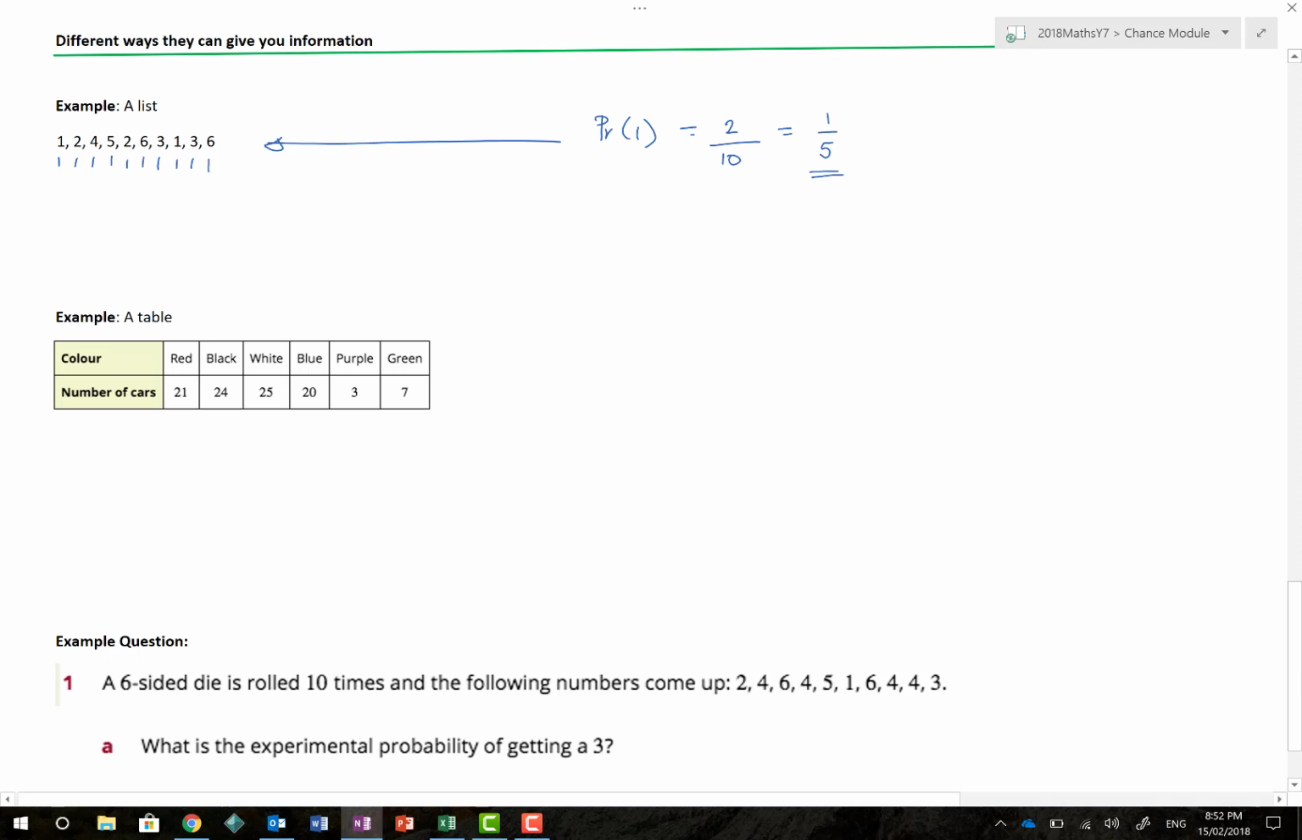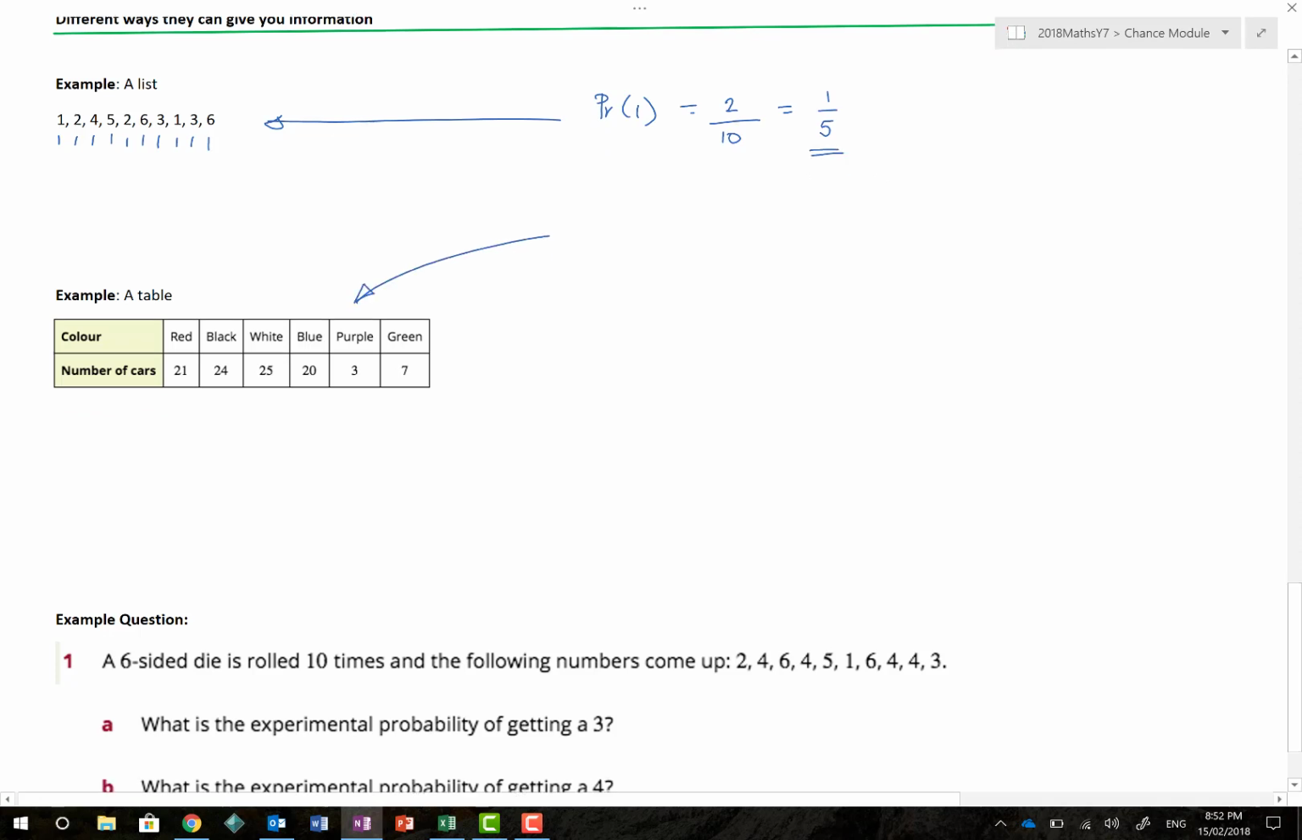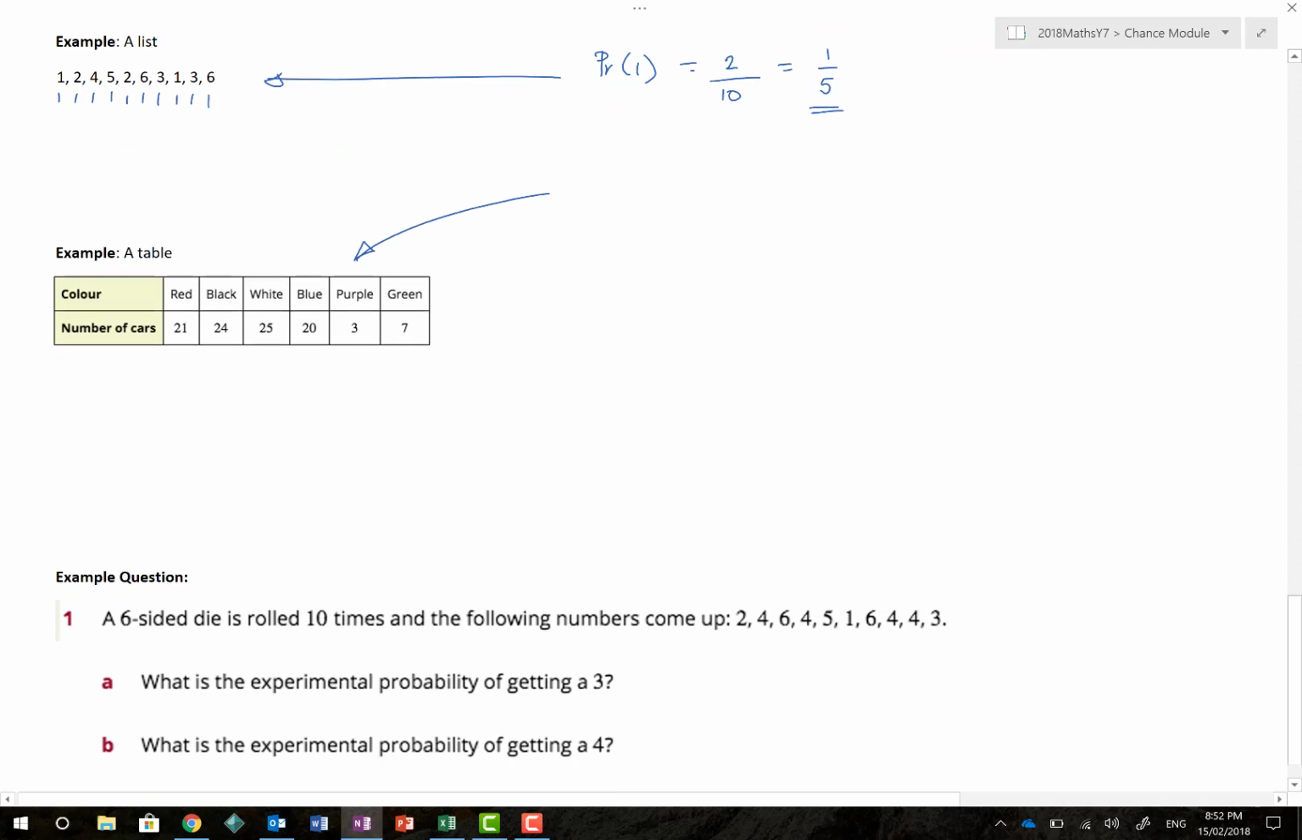We've already done an example with a table. So you've got to be able to read information from the table. Again, this one now says colours of cars and the number of cars. So the question might be, what is the probability of getting a green car? If it says experimental probability, it just means they've done an experiment. All you're looking at is saying, well, how many of the cars were green? Well, 7 cars were green. How many cars were there in total?